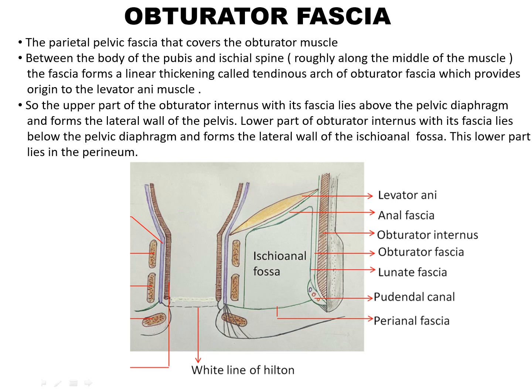The upper part of the obturator internus with its covering fascia lies above the pelvic diaphragm, which forms the lateral wall of the pelvis. The lower part of the obturator internus muscle with its covering fascia forms the lateral wall of the ischioanal fossa. This lower portion lies in the perineum.